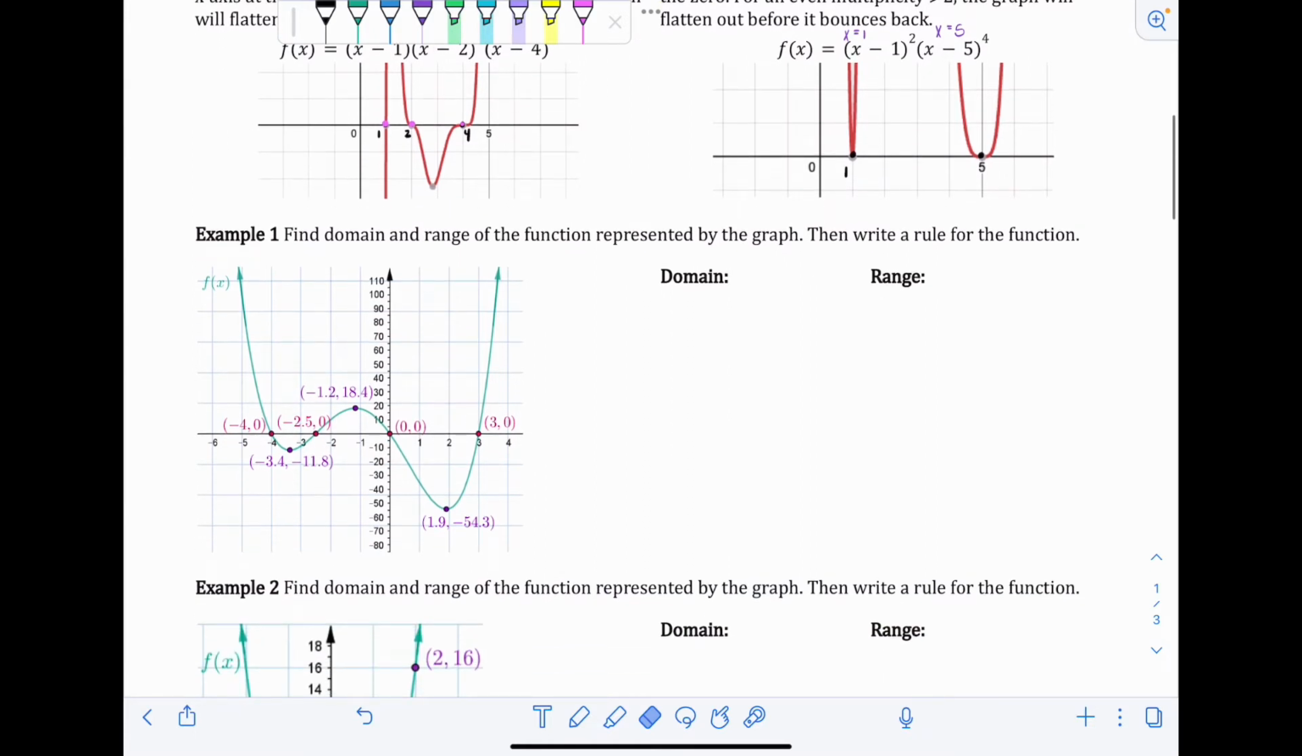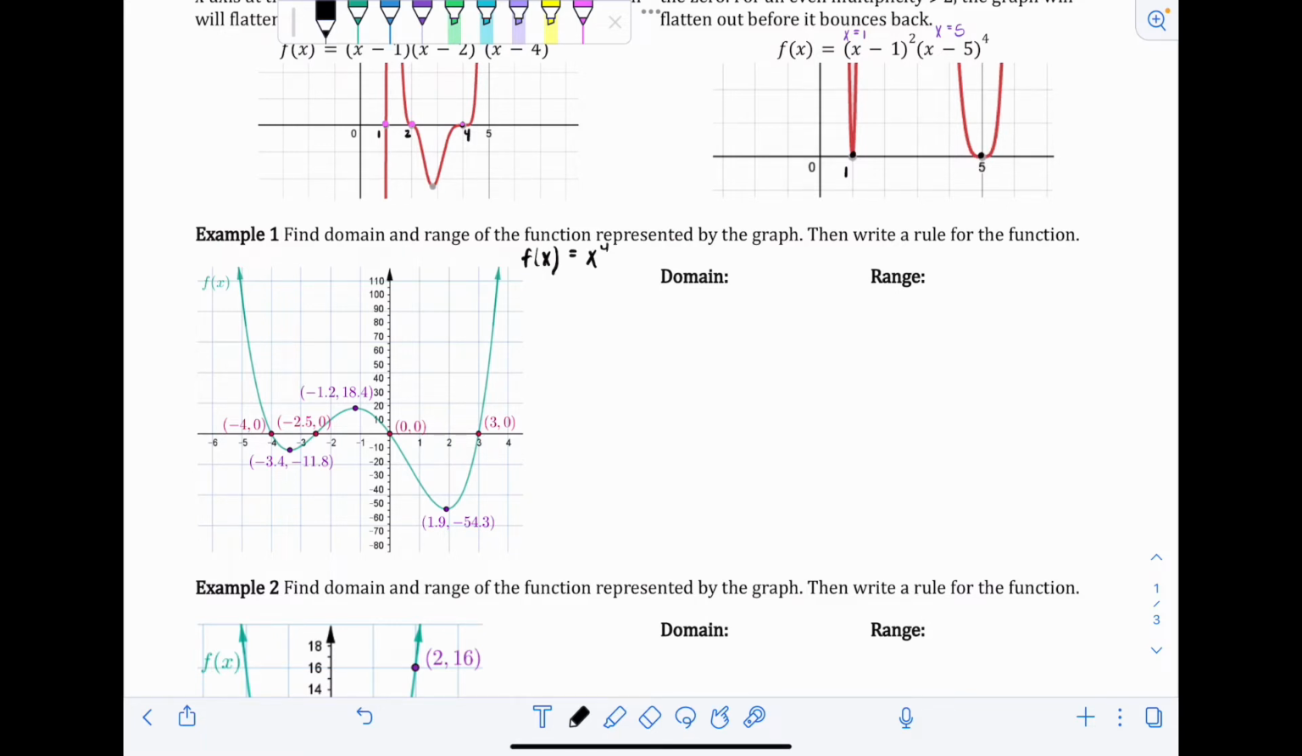Okay, so example 1: find the domain and range of the function represented by the graph, then write a rule for the function. Remember, a domain, when we're thinking about a function, is just asking what x value can I put in, what input value can I put in, and get a real number out. At its most basic form, the parent function of a quartic function would just be f of x, or y, equals x to the fourth, and you don't need to write this down or anything.